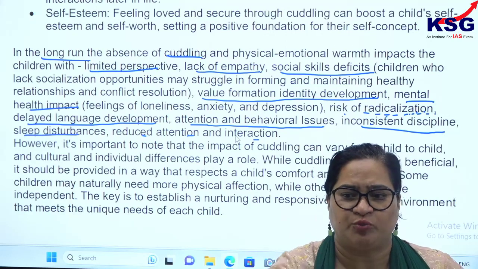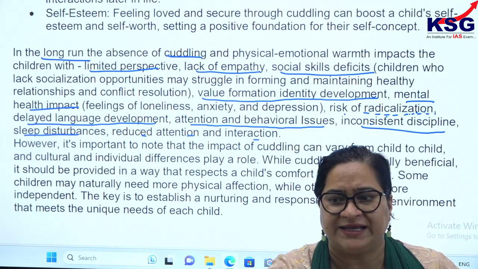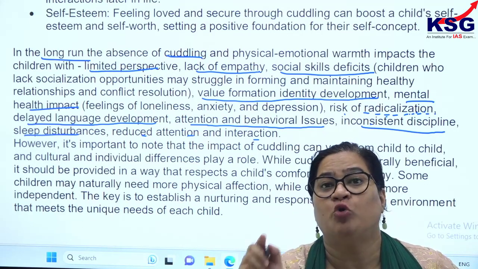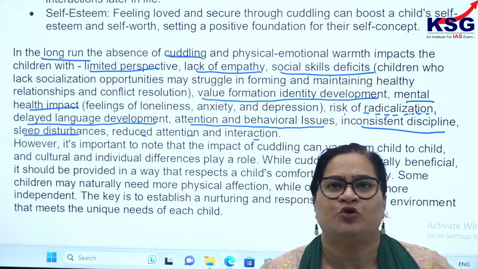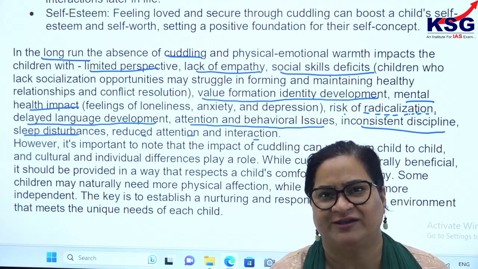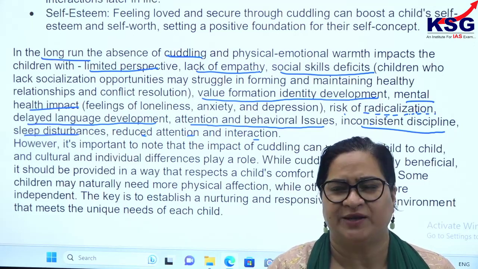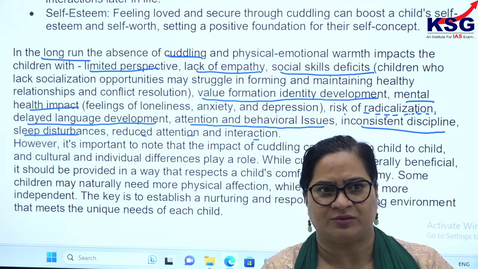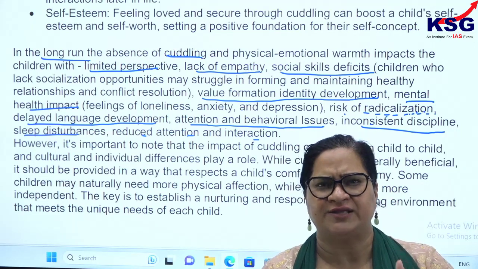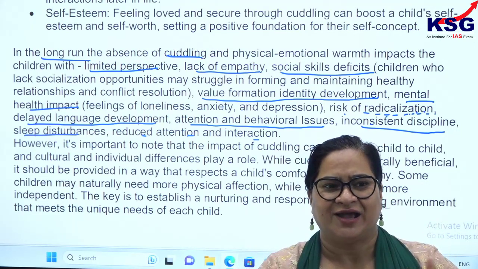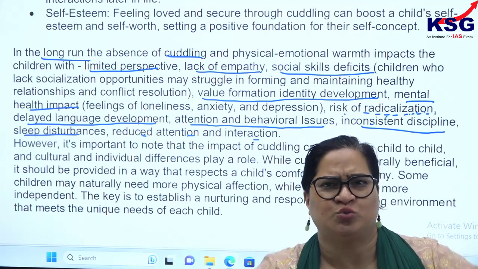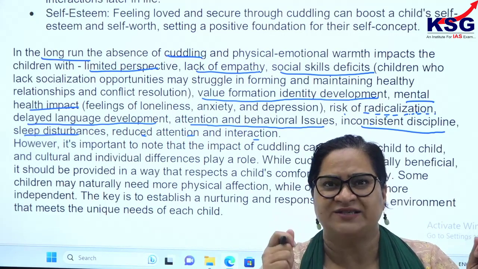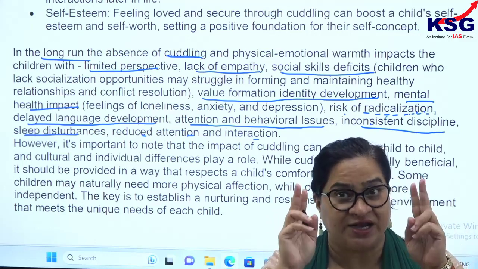However, it's important to note that the impact of cuddling can vary from child to child. That's also an important angle to be opened in the conclusion. Not every child needs too much hugging, and not every child is comfortable hugging. When they are really secure, a few children will have a tendency to be very assertive. The moment you try to hug the child, they say, no, just put me down. I want to walk. I want to play. I want to run. I want to do things myself. Yes, that child is quite secure.